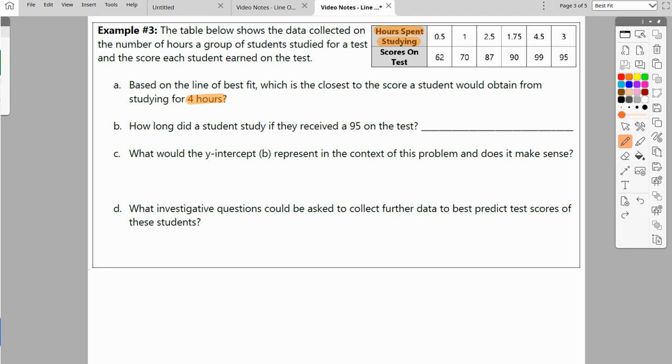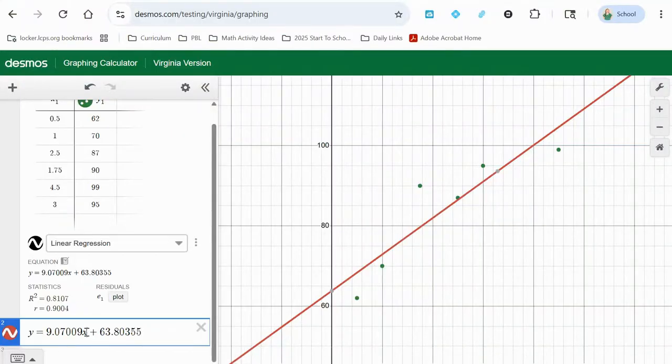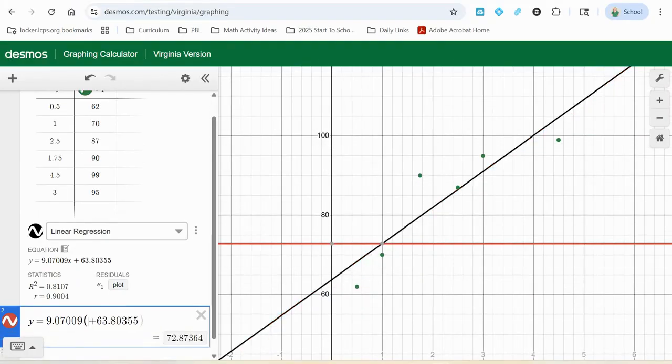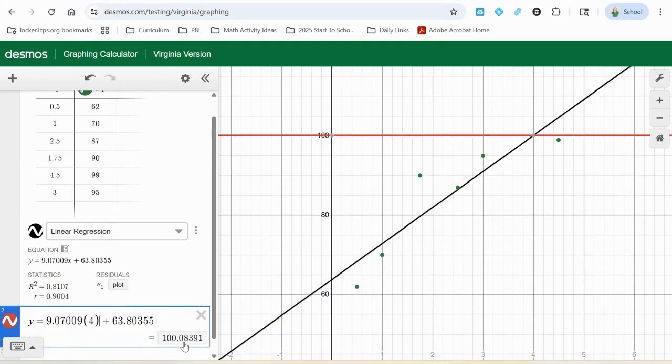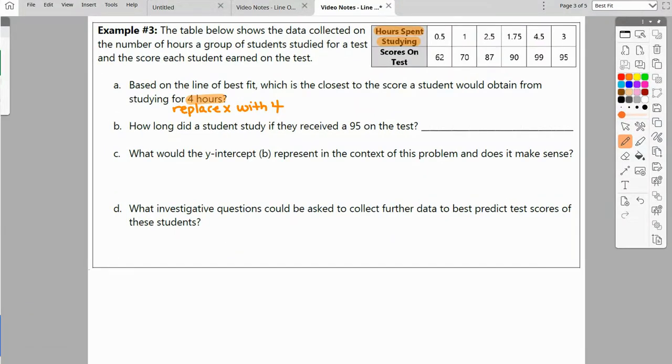So I'm going to replace X in my equation with the value they gave me of 4. Right in Desmos here, I'm going to delete out that X and put a parentheses 4 instead. As you see, it gives me the value. I'll round to 100 here. That's a pretty good score for a test, 100%.